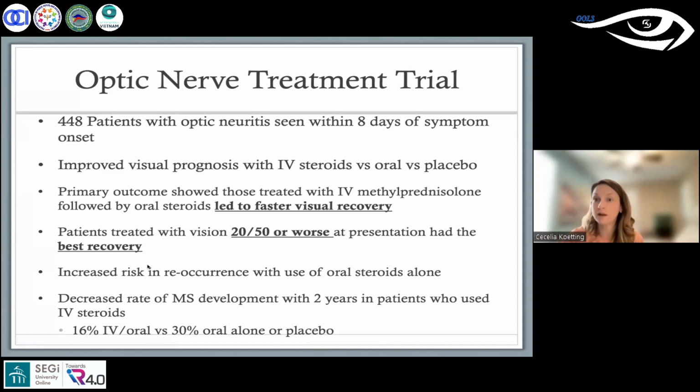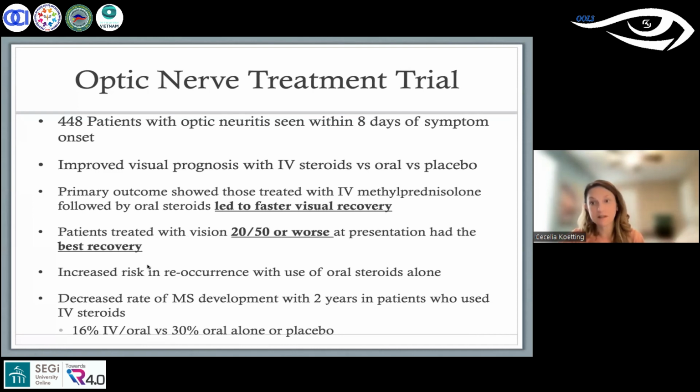And this is where the treatment comes from, right? This is why we do IV Solu-Medrol or IV steroids followed by oral steroids. This looked at 448 patients with optic neuritis seen within 8 days of symptom onset. And that's important to remember because it is self-limiting.